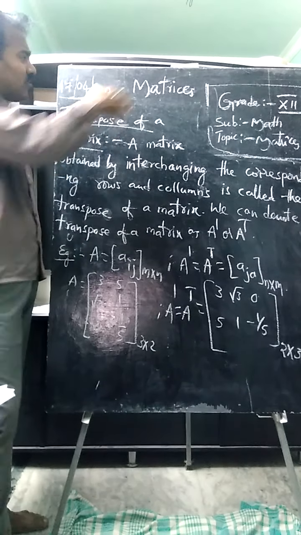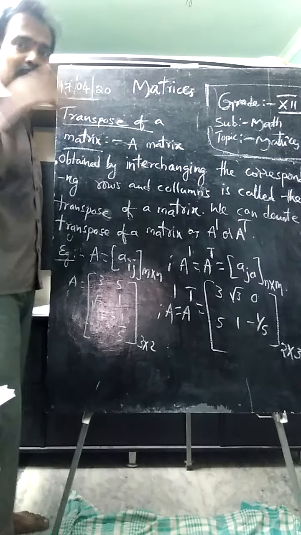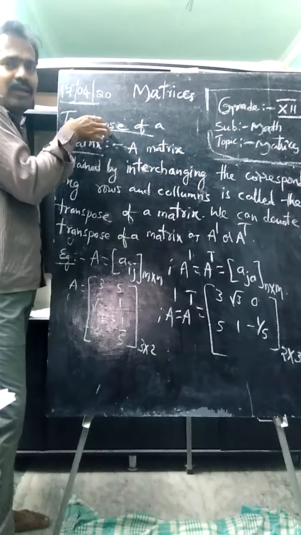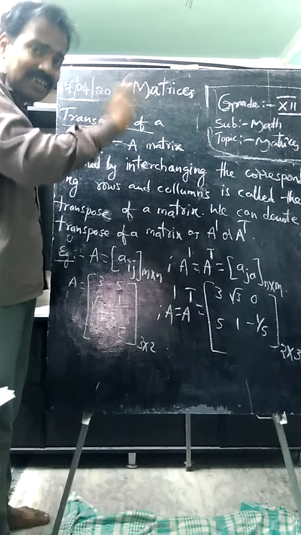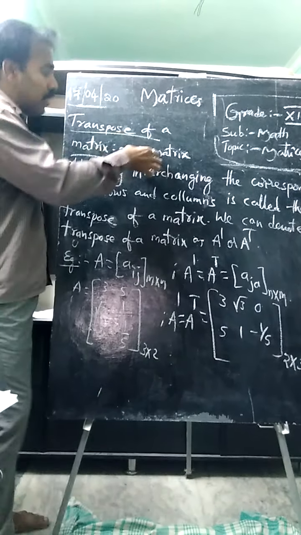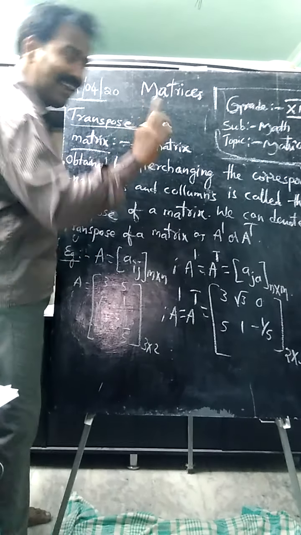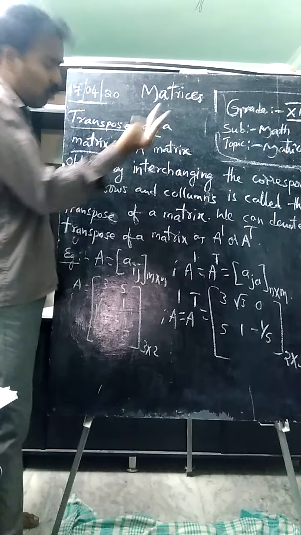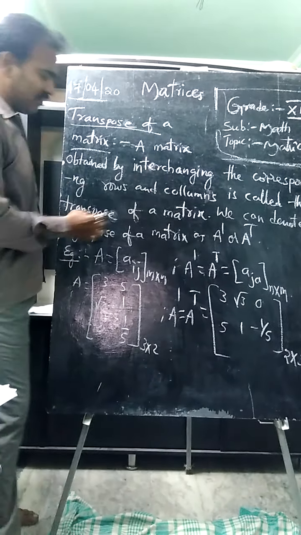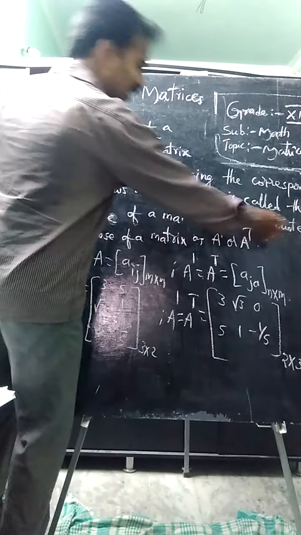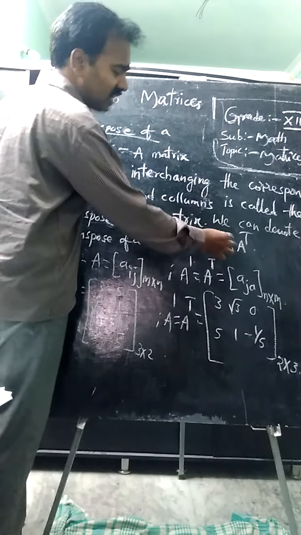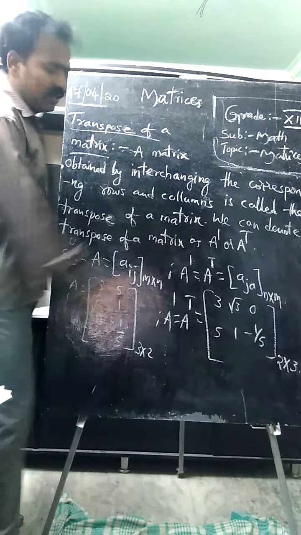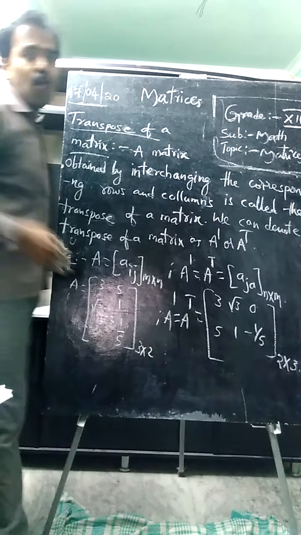Now let us discuss the transpose of a matrix. Again I am repeating, the word transpose itself means interchanging. A matrix obtained by interchanging the corresponding rows and columns is called the transpose of the matrix. We can denote the transpose matrix as A dash or A transpose.